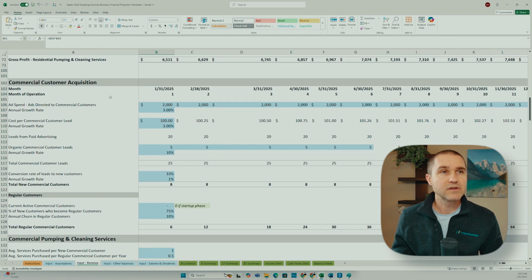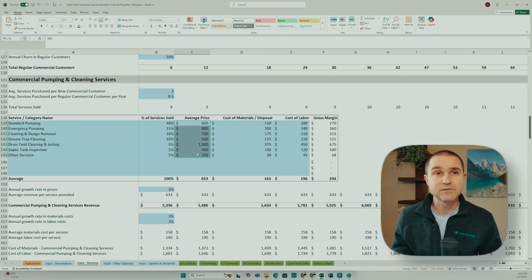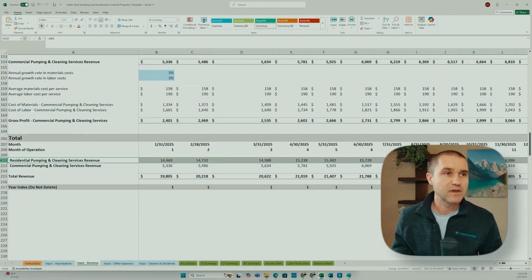And then we go through the same exercise for commercial customers. So let's say you also can service some commercial customers, businesses, and again, you have ads, you have a cost per lead, you have some organic leads. So all the same kind of process here. Your prices may be different for commercial versus residential. And ultimately, that's really all the same thing. And so you can see your residential versus commercial revenue.